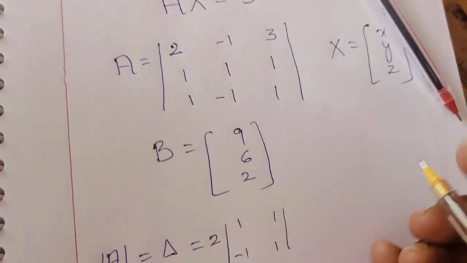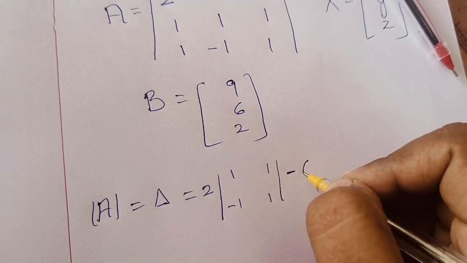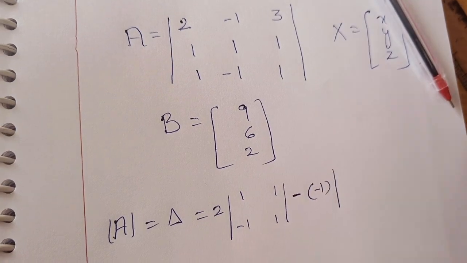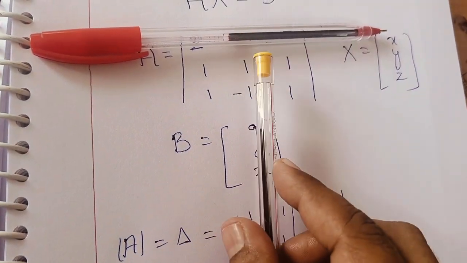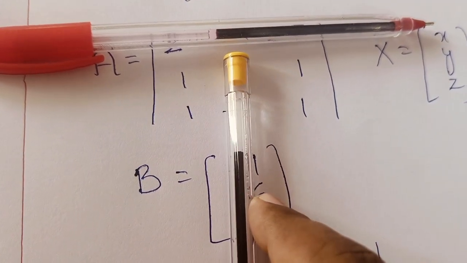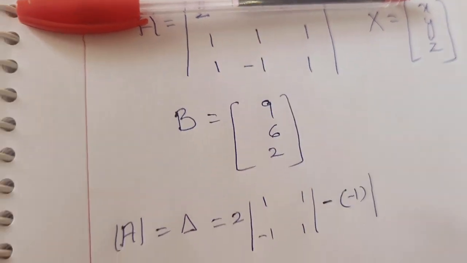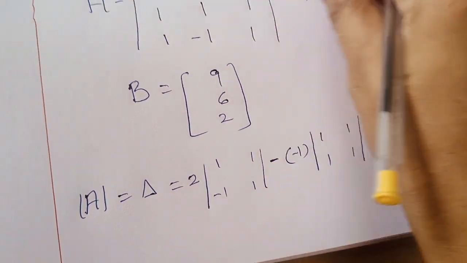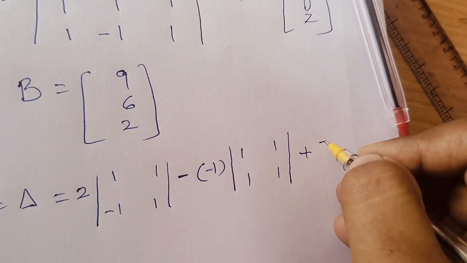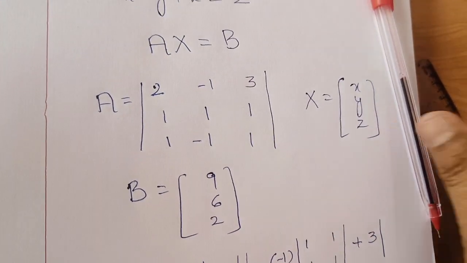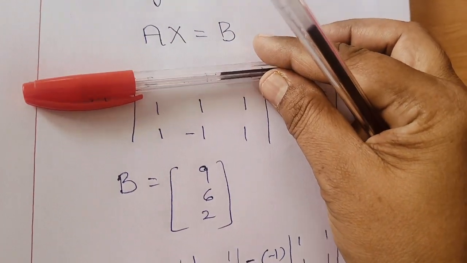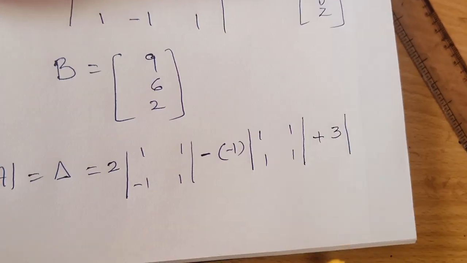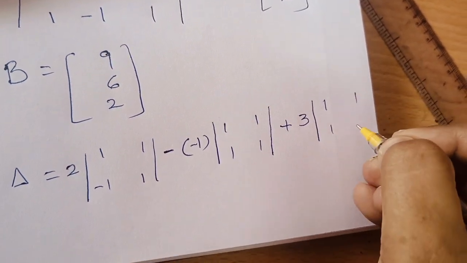When we write the second term, first we will put minus sign. Then our second term is minus 1. Now hide this row and column where minus 1 is lying. So it is 1, 1, 1, 1. Plus third term is, here we have 3. So 3 is lying in the first row, third column. So here we get 1, 1, 1, minus 1.